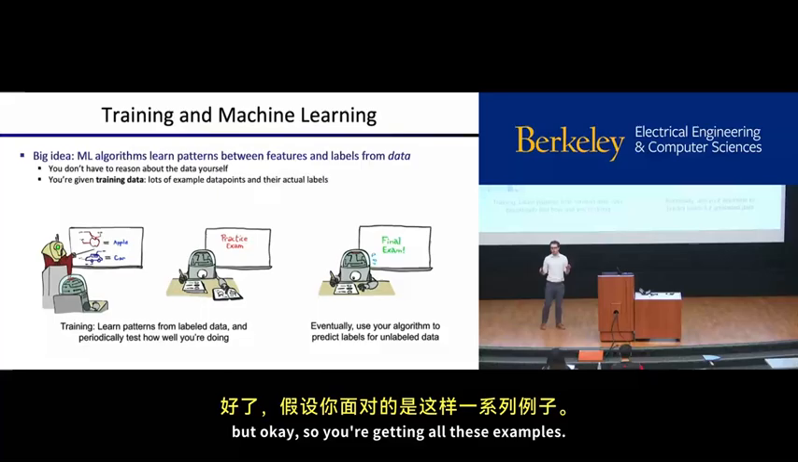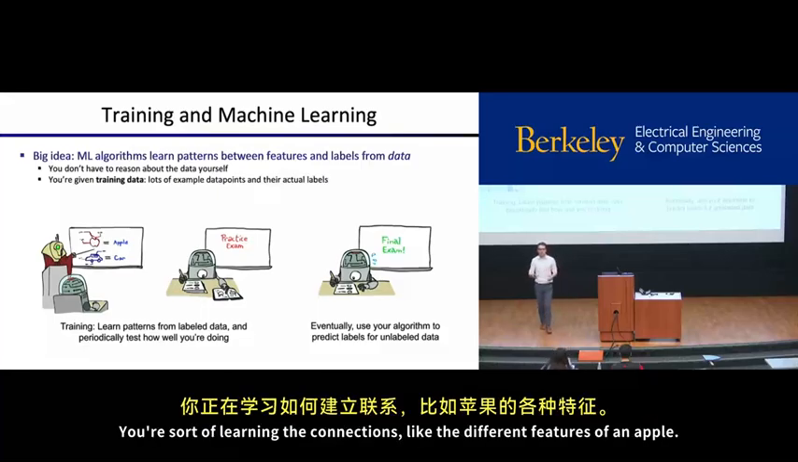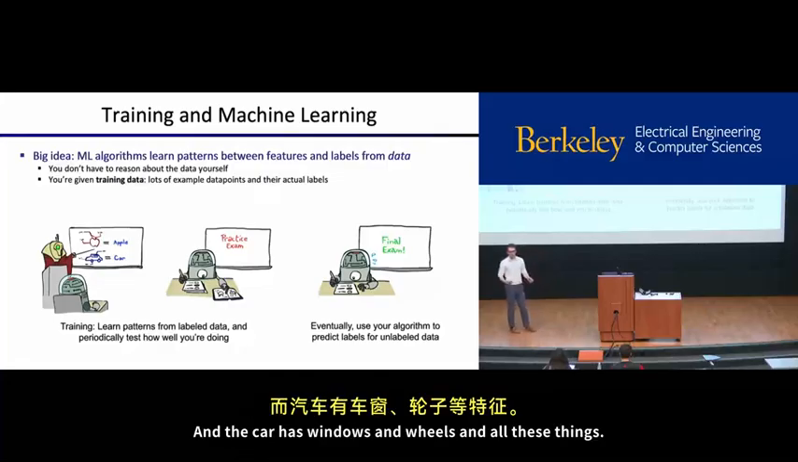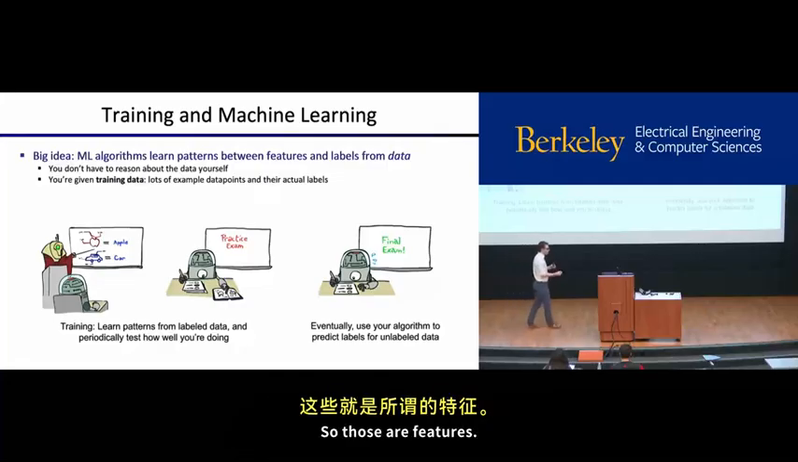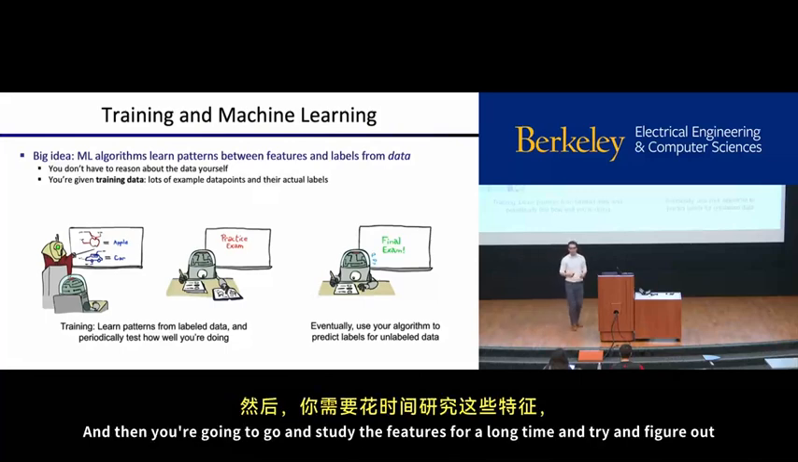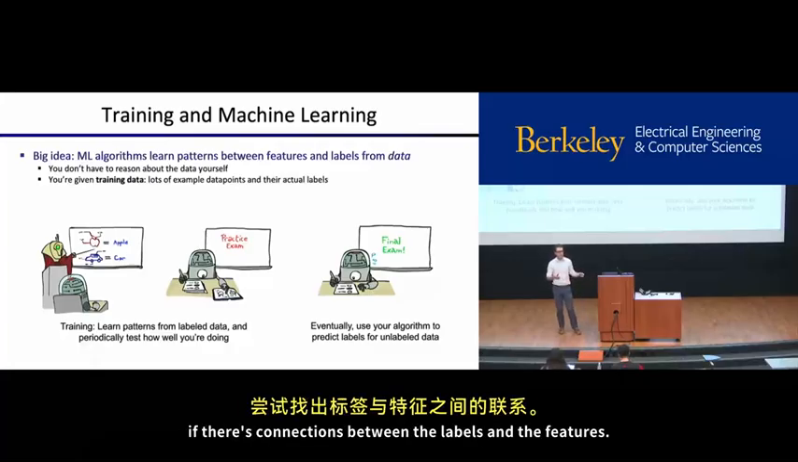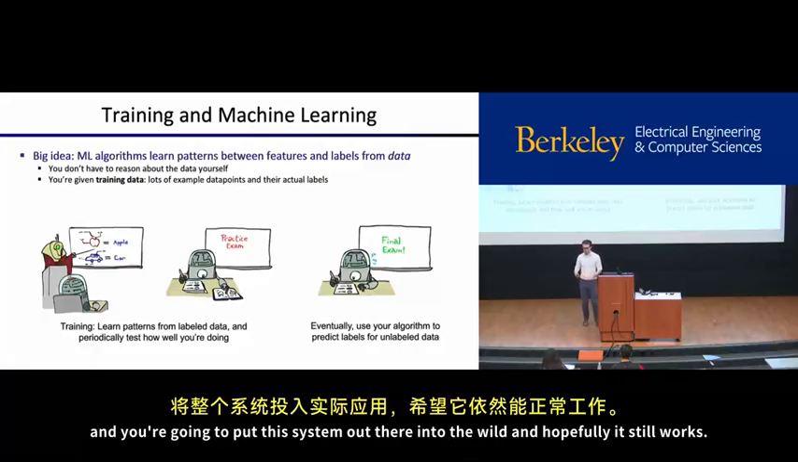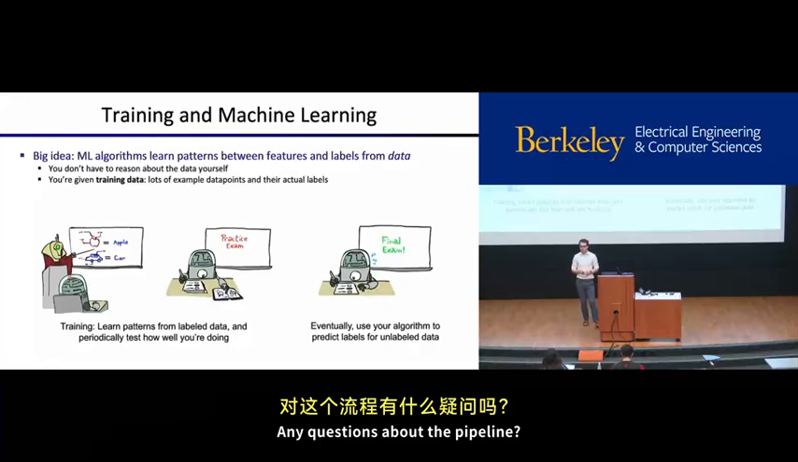But okay, so you're getting all these examples. You're sort of learning the connections, like the different features of an apple. It has a stem. It has a red outline or whatever. And the car has windows and wheels and all these things. So those are features. And then you're going to go and study the features for a long time and try and figure out if there's connections between the labels and the features. And then at some point, you're going to have a final exam, and you're going to put this system out there into the wild, and hopefully it still works. Any questions about the pipeline?